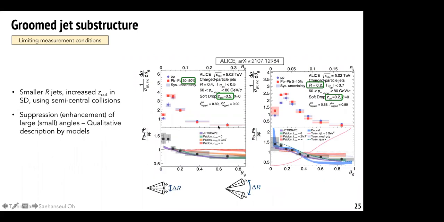And they also measure the theta G. This is a delta R, but it's the same as the theta G. So in the theta G measurement, they saw suppression of large angles and enhancement of small angles. So you see that the small angle in lead-lead is enhanced, but the large angle in lead-lead is suppressed. So they are qualitatively described by models, which can be shown here and here. So this is the second method to measure the jet substructure.